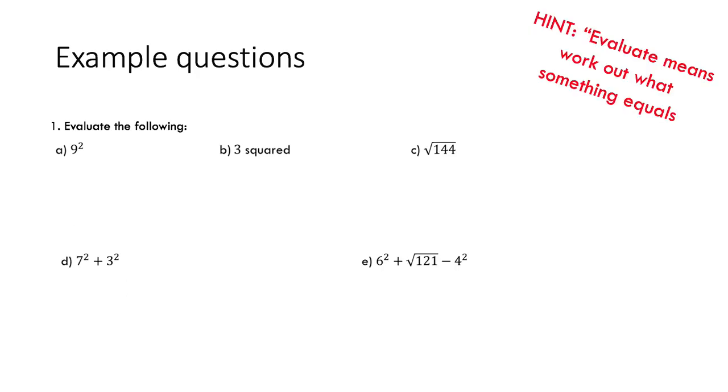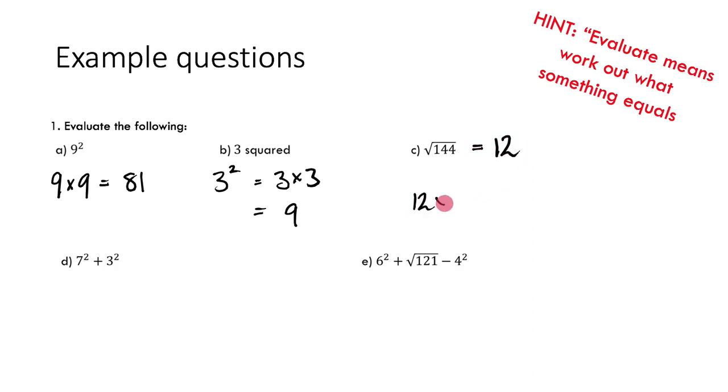Perfect. Let's now do some questions you're likely to face in the textbook. So let's evaluate the following. 9 raised to the power of 2. Well, that's 9 squared. So it's going to be 9 times 9, which is 81. Next, 3 squared. Well, we know that that's 3 raised to the power of 2, which is the same as 3 times 3, which is the same as 9. Here we have the square root of 144. So what that is saying is what number, when times by itself, is going to give me 144. And we know that the answer is going to be 12, because 12 times 12 is 144.